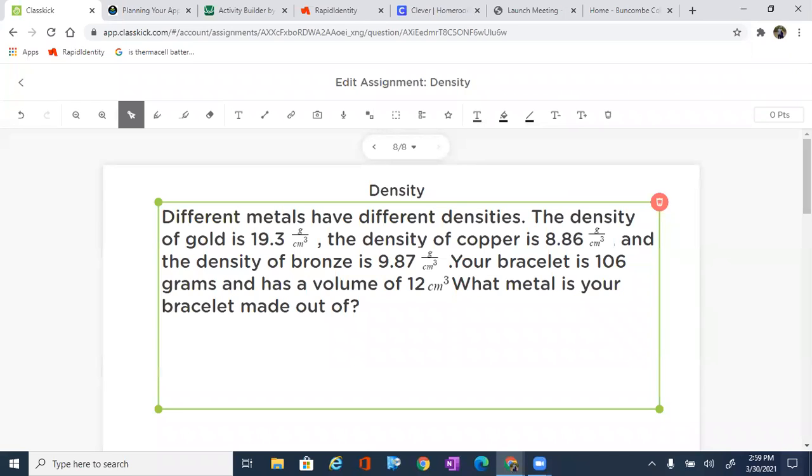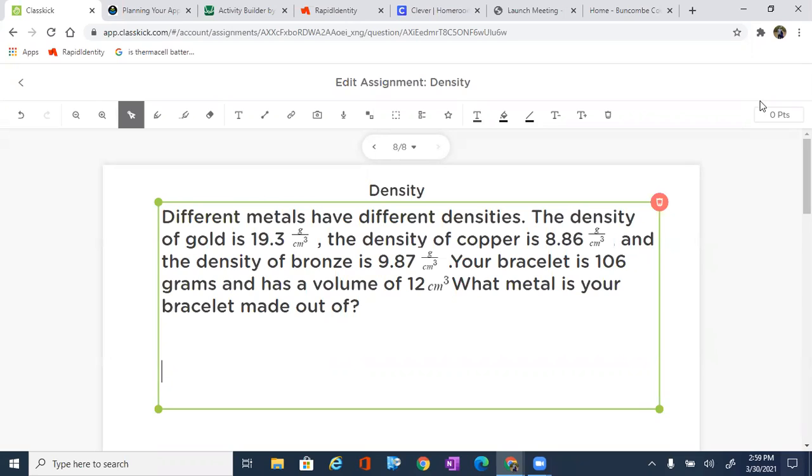All right, let's go ahead and look at density. It says different metals have different densities. The density of gold is 19.3 grams per cubic centimeter. The density of copper is 8.86 grams per cubic centimeter. And the density of bronze is 9.87 grams per cubic centimeter. Your bracelet is 106 grams and has a volume of 12 cubic centimeters. What metal is your bracelet made out of?